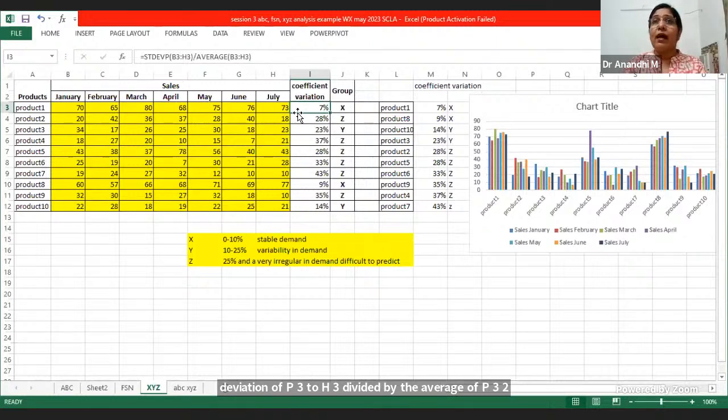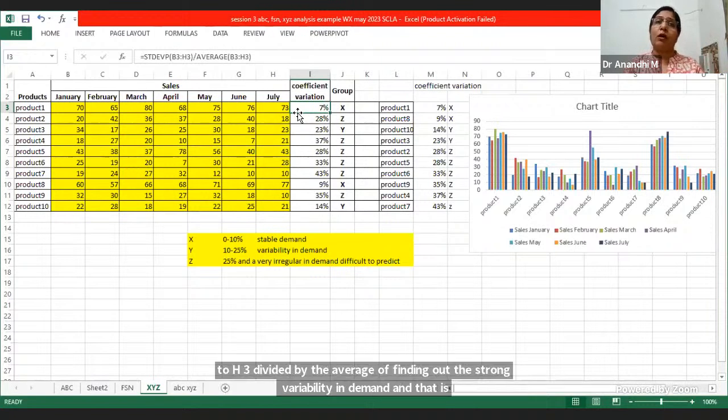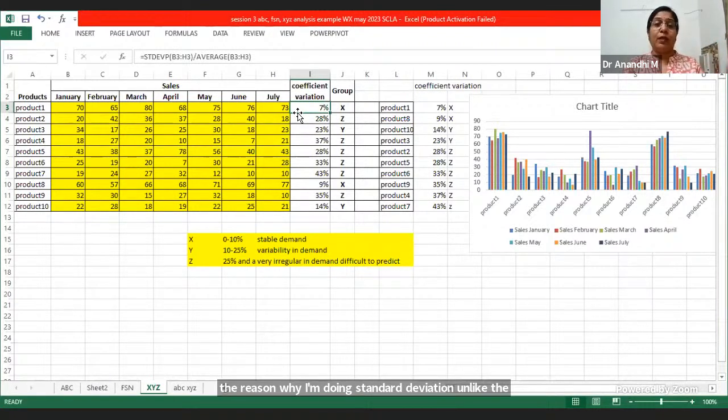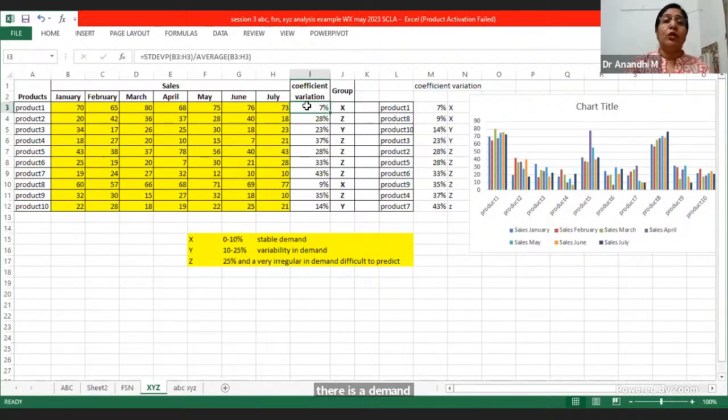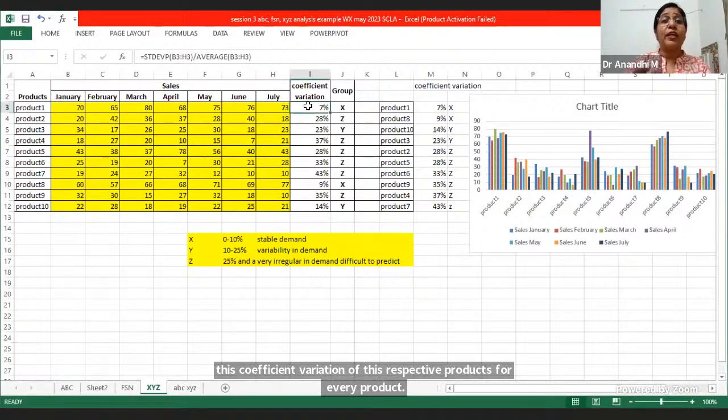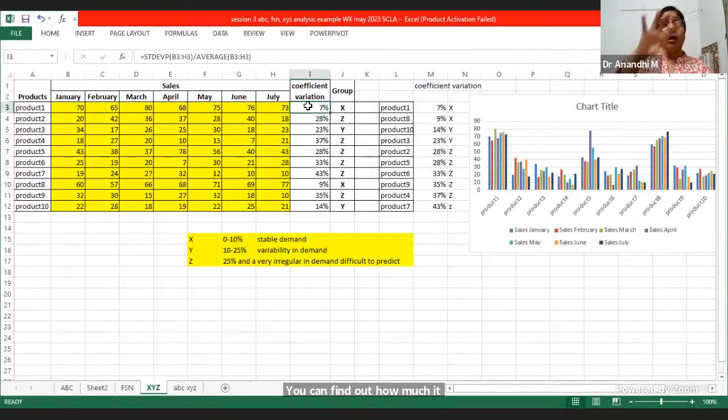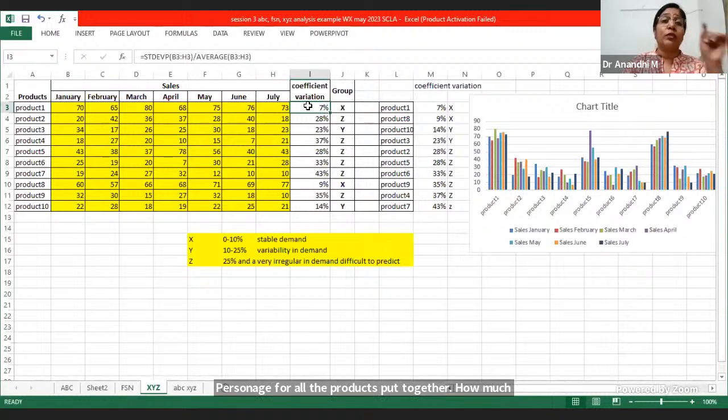Because here I'm finding out the strong variability in demand, that is the reason I'm doing standard deviation, unlike the previous one of average daily consumption rate. Why is there a demand variability? To understand that, I'm doing standard deviation. Once you do standard deviation, you will find the coefficient of variation of the respective products. For every product, you can find out how much it varies compared to the overall product percentage. For all the products put together, how much is the coefficient of variation for that product.